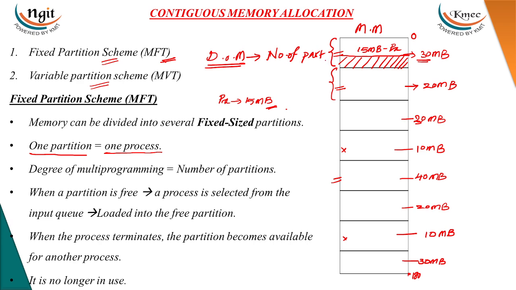Similarly, if a process has a size of 21 MB, you can find either a 30 MB partition or a 40 MB partition. You cannot store it in 10 MB or 20 MB. So what you have to do is take this particular 30 MB partition and store it here.